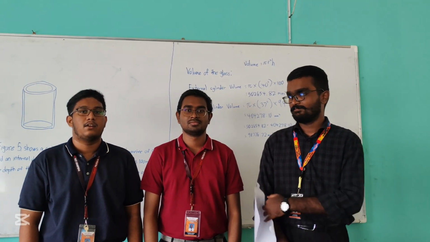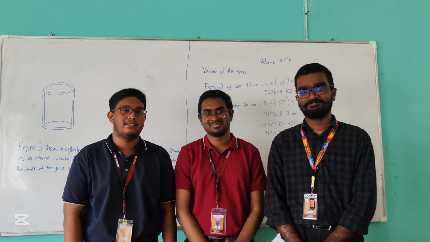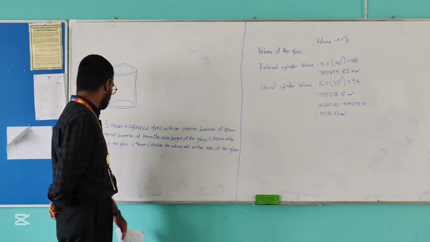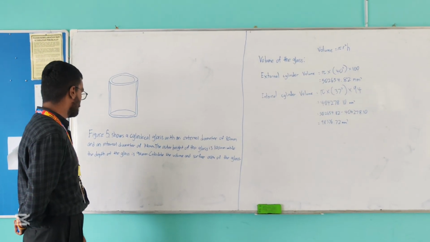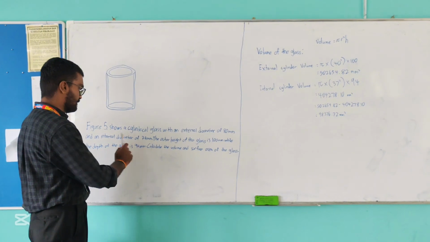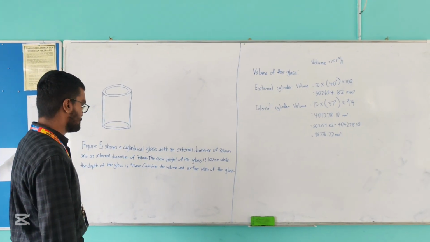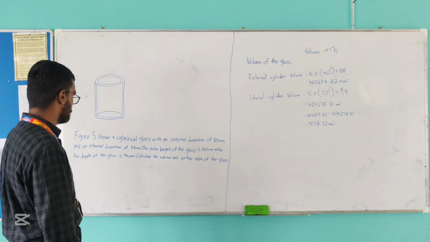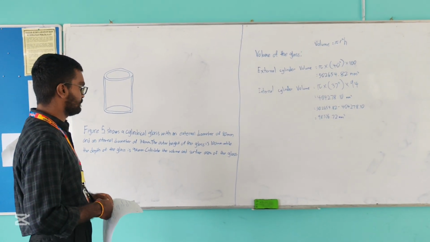Today we are going to discuss question 5 demonstration. Figure 5 shows a cylindrical glass with an external diameter of 80 mm and an internal diameter of 74 mm. The outer height of the glass is 100 mm while the depth of the glass is 94 mm. Calculate the volume and surface area of the glass.